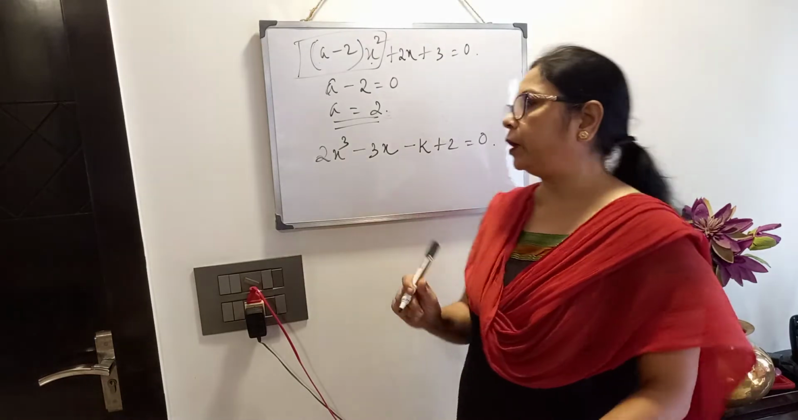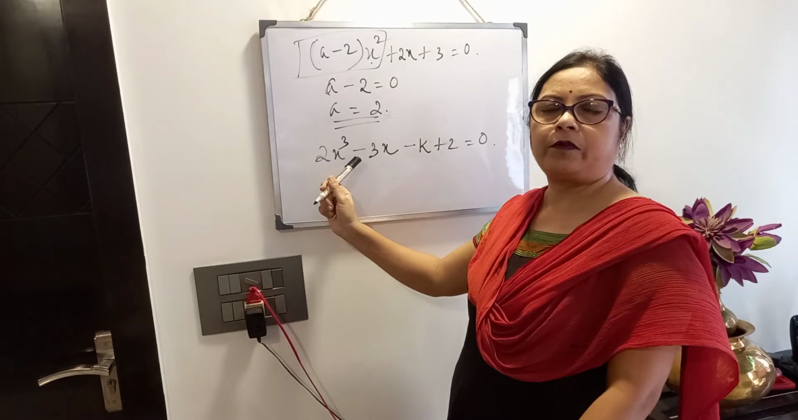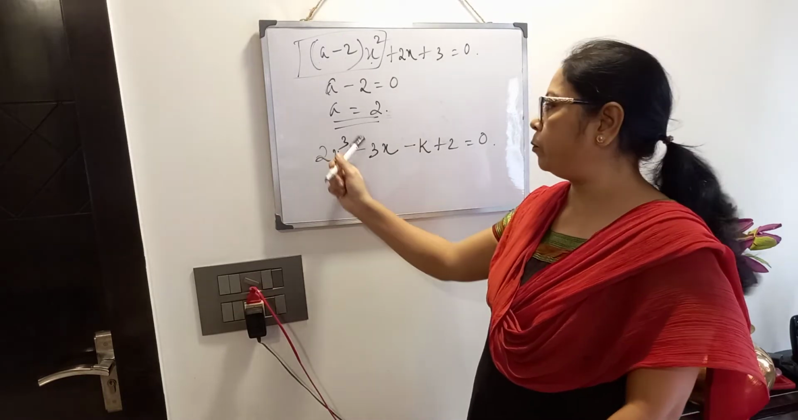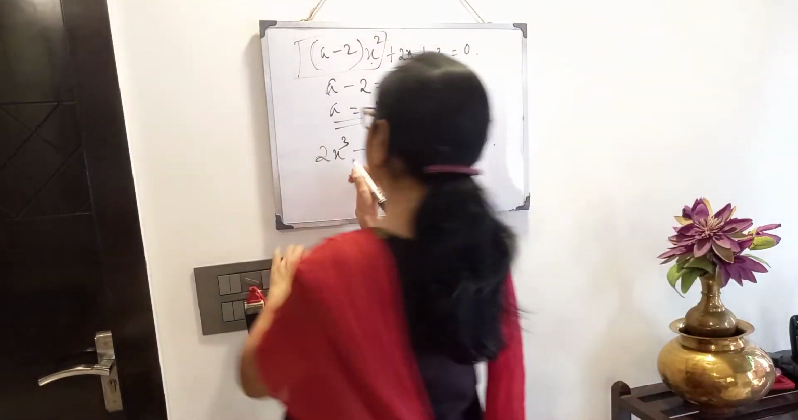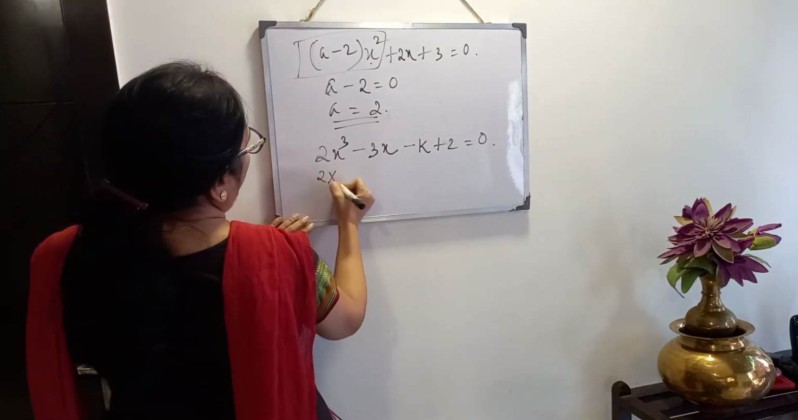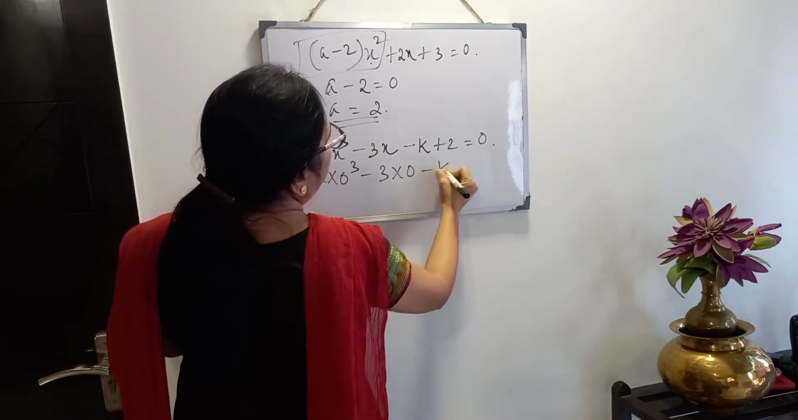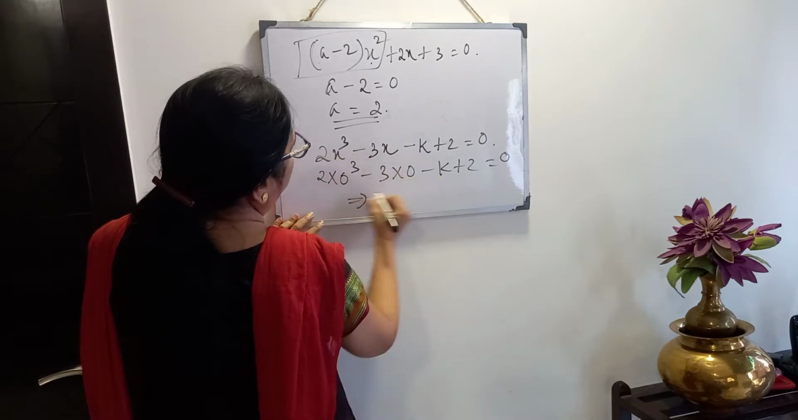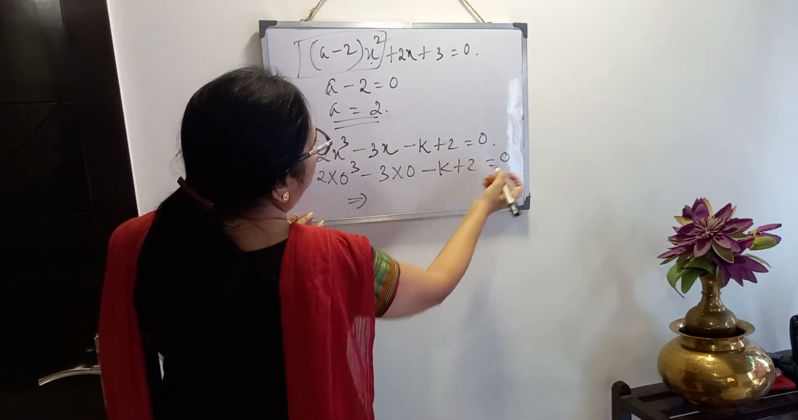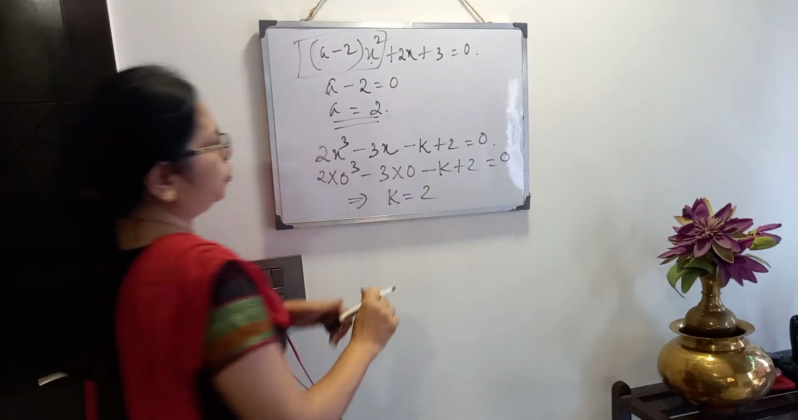So one root of the equation is 0 means this equation will be satisfied for x equal to 0. So if I put 0 in place of x, it will be 2 into 0 cube minus 3 into 0 minus k plus 2 equal to 0. So these two terms becoming 0, minus k equals to minus 2, that means k equals to 2.